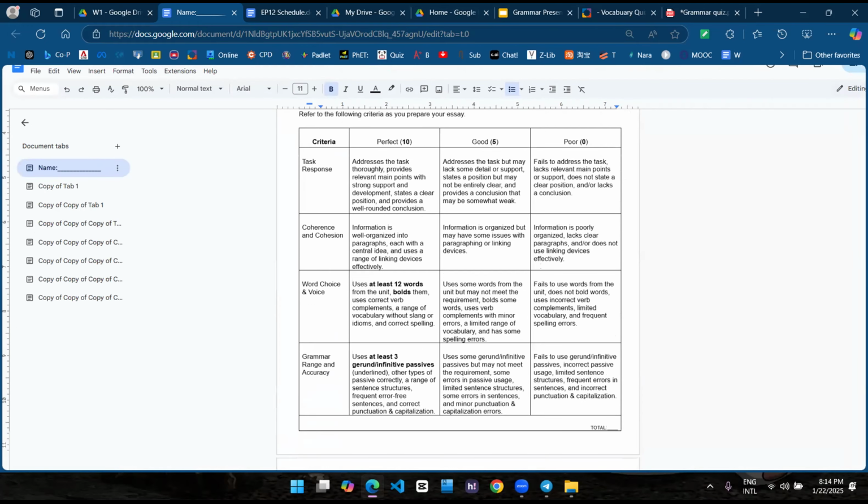This is the following criteria. Task response. Coherence and cohesion: to get 10 here, you must use a lot of conjunctions, phrases that connect paragraphs or connect ideas together. Word choice and voice: use at least 12 words. Grammar range and accuracy: use at least 3 gerund or infinitive passives.